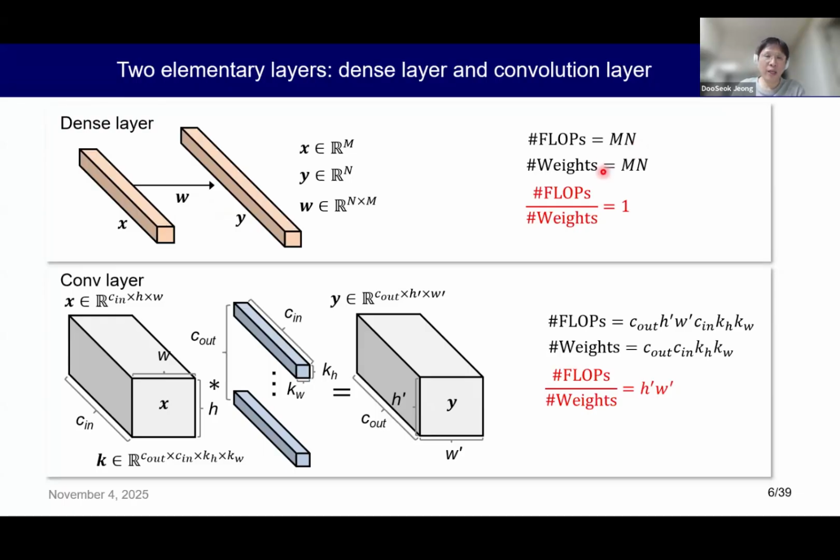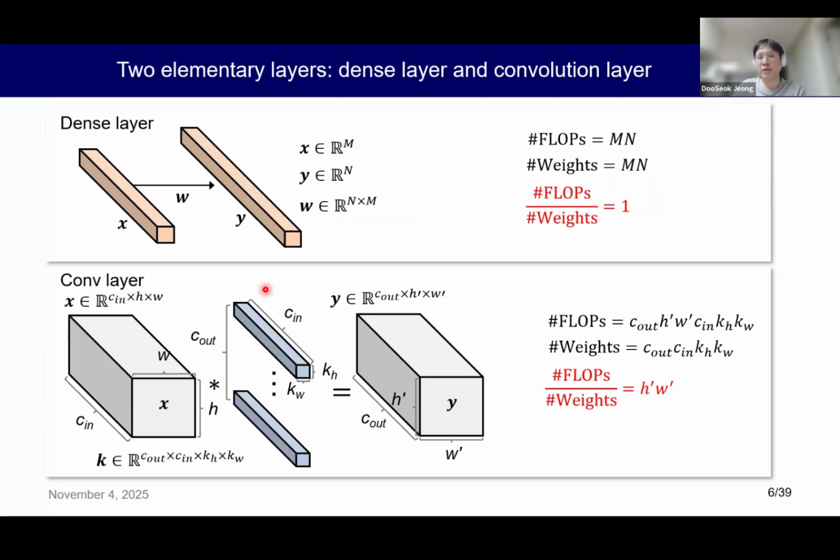And how many weights do you need for this operation? That means how many weights the weight matrix includes. I told you that the size of the weight matrix is N by M, so there are a total of MN weights. So think about the ratio of the number of floating point operations per number of weights. That is exactly 1. So for the dense layer, you load one weight and you do the operation just once. Okay, that is the defining feature of this dense layer.